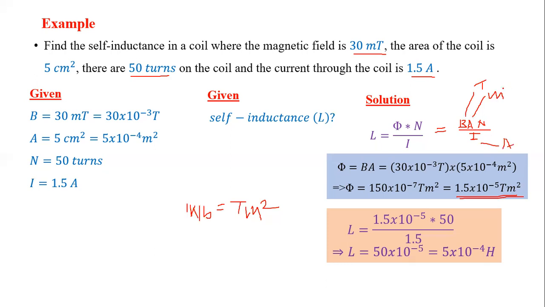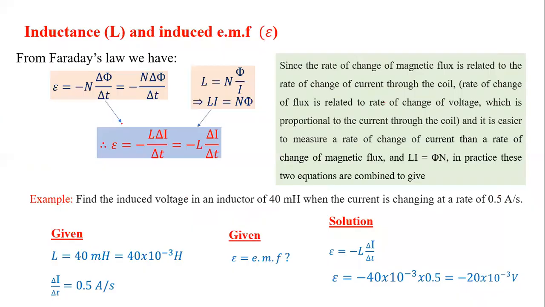So let's see, the units in the moment, no? Henry is the unit. One Henry means tesla meter square over ampere. This is the unit description of the Henry: tesla meter square over ampere. Tesla for B, meter square for A, and number of turns is simply turns, no problem. Current is ampere, so tesla meter square over ampere equals 1 Henry. Okay.